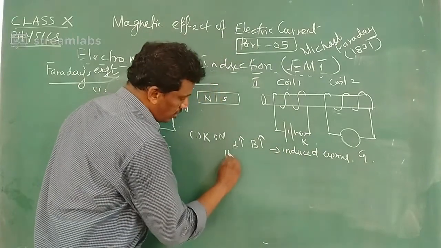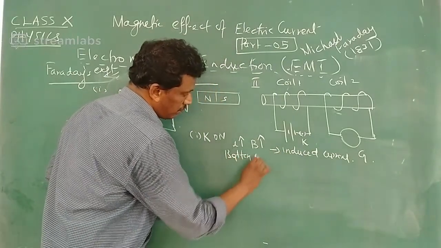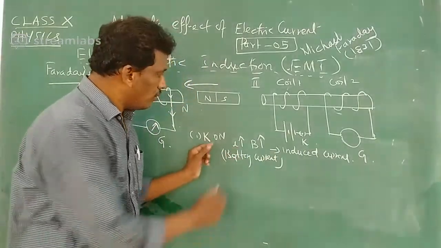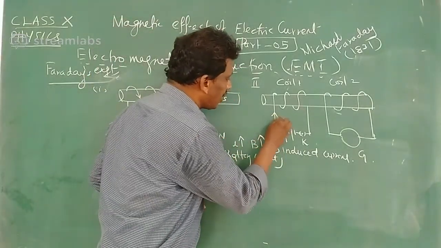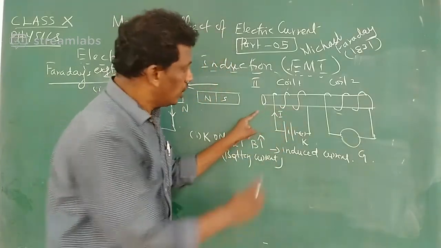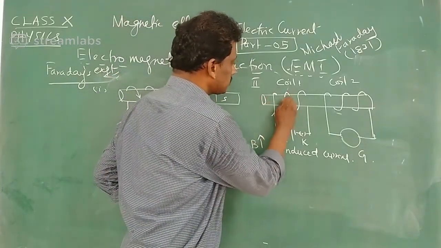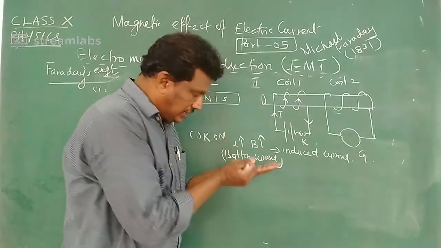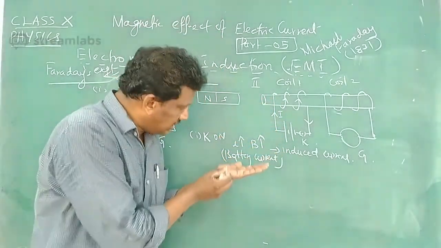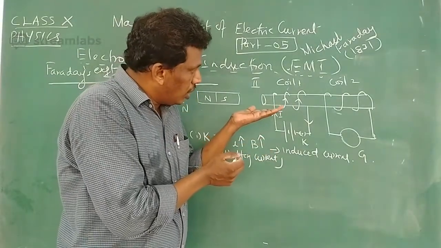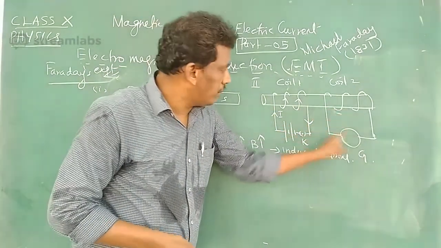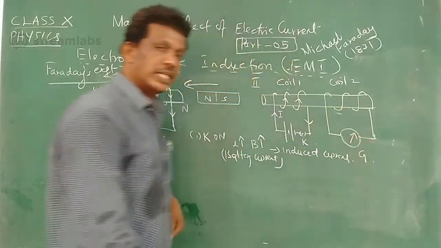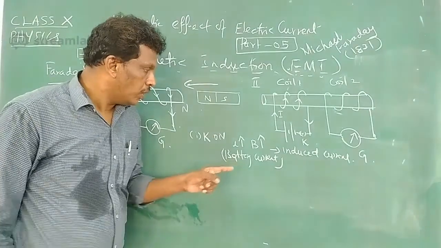What is this? You know, this is the battery current. Try to understand. This is the battery current. So now when the switch is on, the current starts flowing away from the battery. The current is increasing. It may take less time, but the change is there. Current goes on increasing, and because of that change in magnetic field, a current is induced here. So you may have a deflection, suppose like that. Is it clear now?